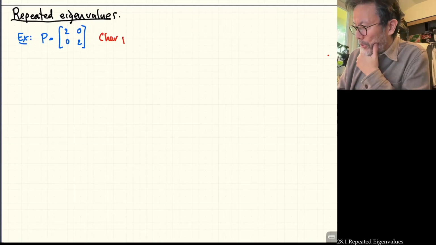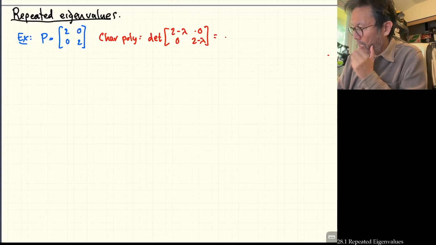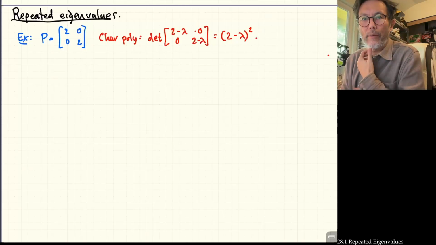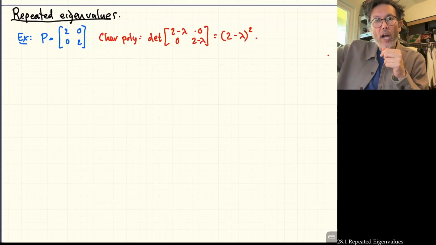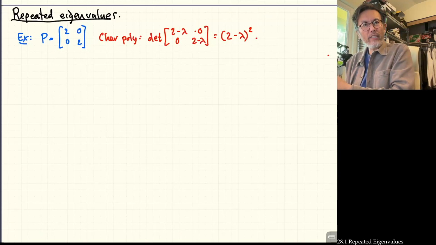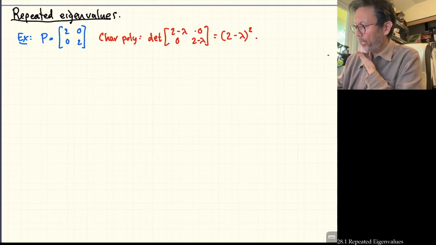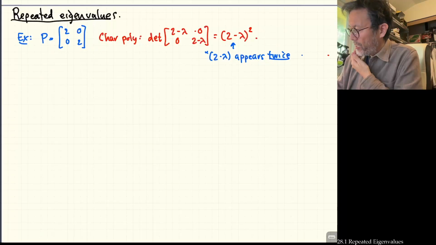So the characteristic polynomial is going to be the determinant of 2 minus lambda, 0, 0, 2 minus lambda, which you will not be surprised is 2 minus lambda squared. And crucially, this factor of 2 minus lambda, which gives rise to the eigenvalue 2, appears twice in the factorization of the characteristic polynomial. Why does it appear twice? Because of that 2 that's sitting right there. So this is what we want to say about it: 2 minus lambda appears twice in the factorization.